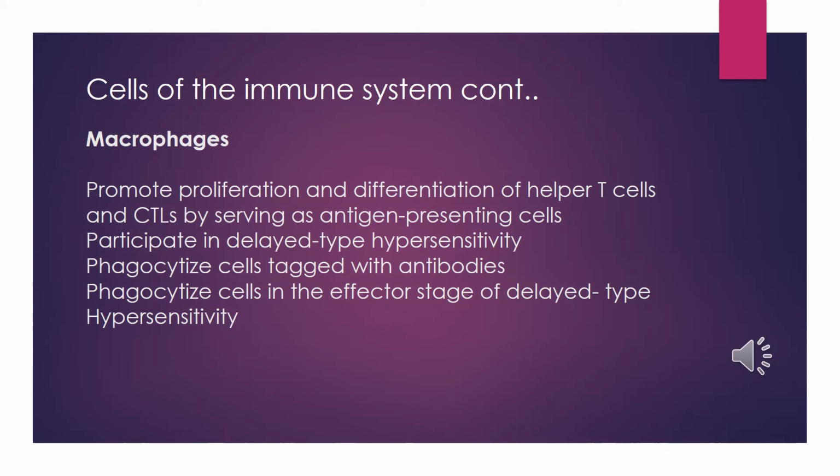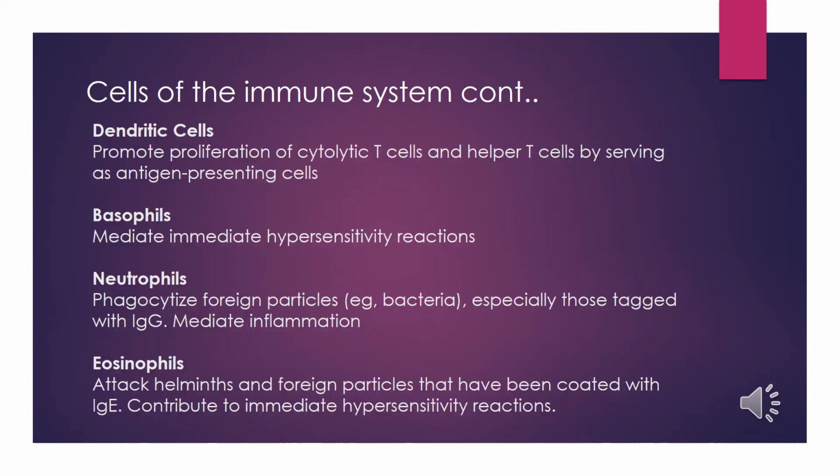Macrophages promote proliferation and differentiation of helper T cells and CTLs by serving as antigen-presenting cells. They participate in delayed type hypersensitivity. They phagocytize cells tagged with antibodies and phagocytize cells in the effector stage of delayed type hypersensitivity.